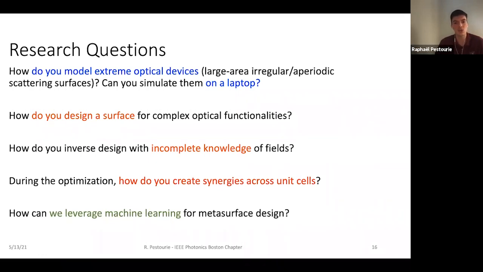During the optimization, how do you create synergies across the unit cells? By this, I mean, when you cannot really match what you need for a single unit cell, how can you counterbalance with another choice of parameter so that overall it does better? And a question that I'm not going to speak too much about today is how can we leverage machine learning for metasurface design? Actually, I'm going to talk about the limit of that.